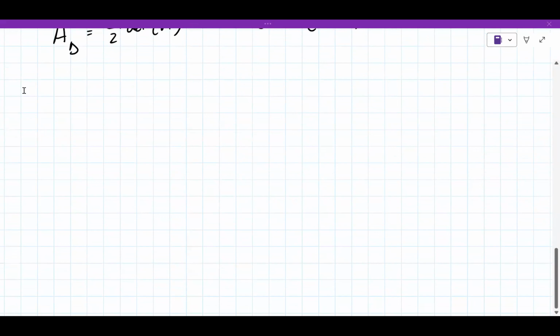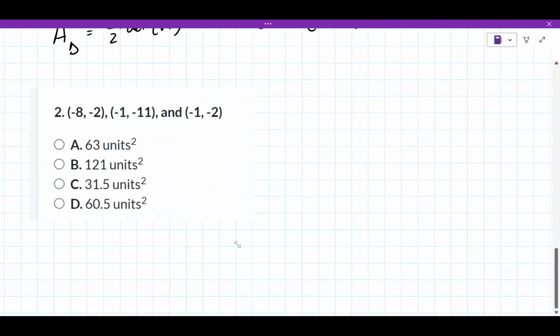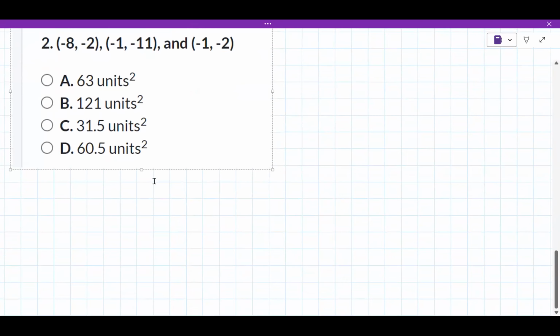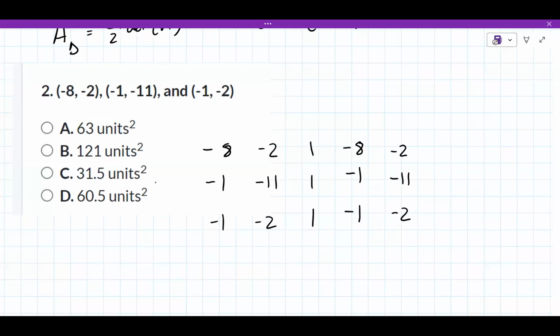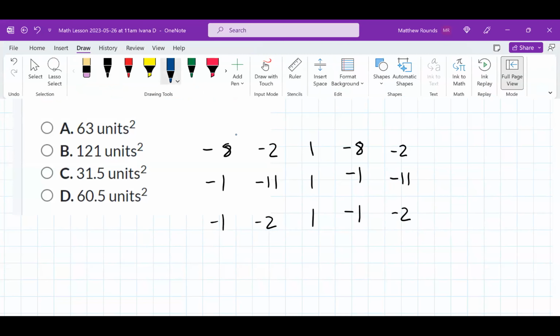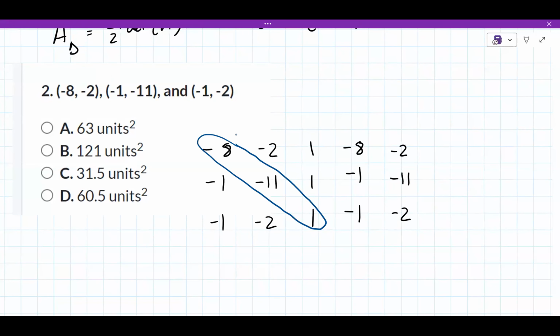All right, so number 2 is really, really similar. First thing is to write the ordered pairs: -8, -2, -1, -11, -1, -2, 3 ones. And then from here, you have to replicate the first column, rewrite the second column, and same thing. You've got to be able to do the multiplication here. So I'll ask you to step in here and do the multiplications, and I'll check the results.